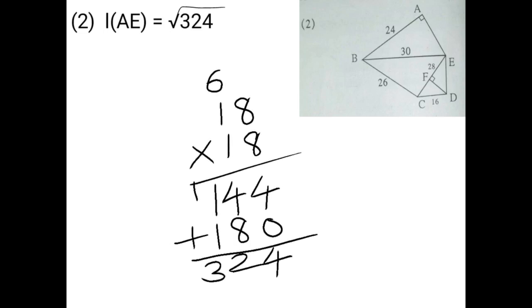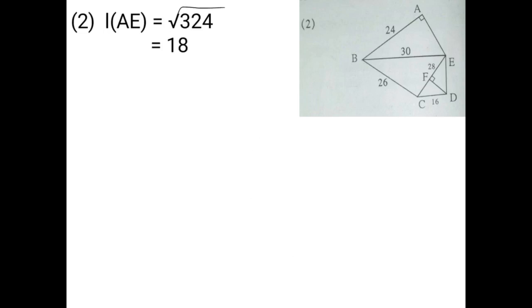Square of 18 is 324. So square root of 324 is 18. Therefore, length of AE is equal to 18 meter. Now you have to find area of triangle BAE by using the formula of area of right angle triangle.